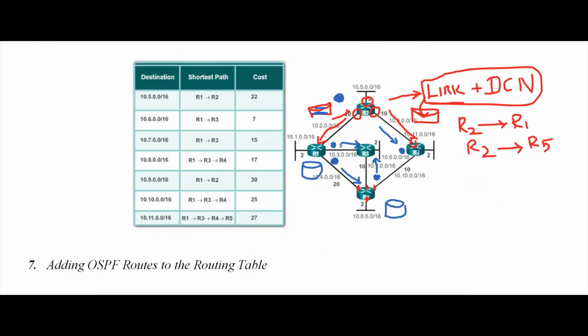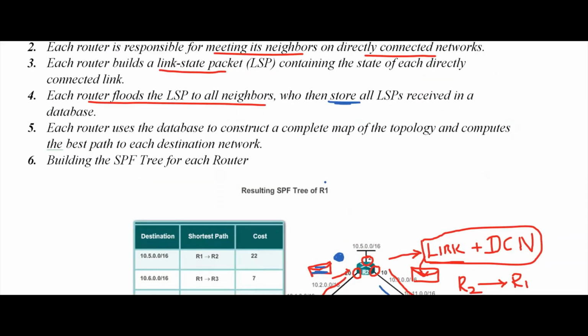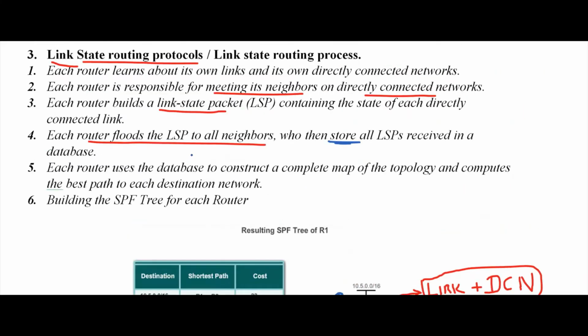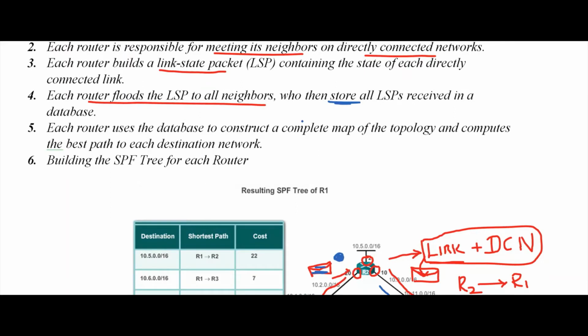Same R5 is going to do. R5 is going to create its own LSP and send it to R2 and R4. So R4 is going to give it to R1. Everybody is going to do this, so the LSP is going to spread. Everybody is going to have the LSP of other routers. So this is the step number 4.